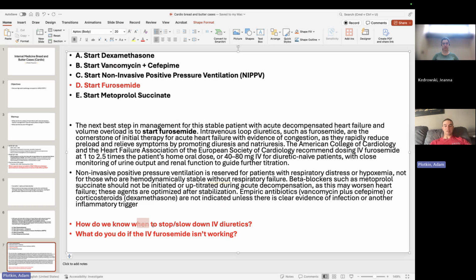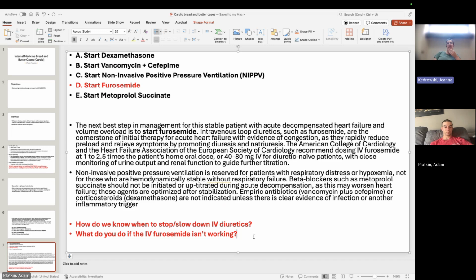How do we know when to stop or slow down the IV diuretics? And then what do we do if the furosemide is not working? So you're gonna watch, basically on internal medicine, they told me you basically want to get to an AKI, right? You're watching for their bicarb and their creatinine. Once you see the bicarb and the creatinine start to bump, you know they're too dried out, so you need to stop.